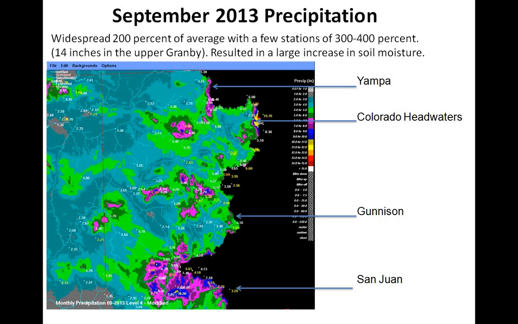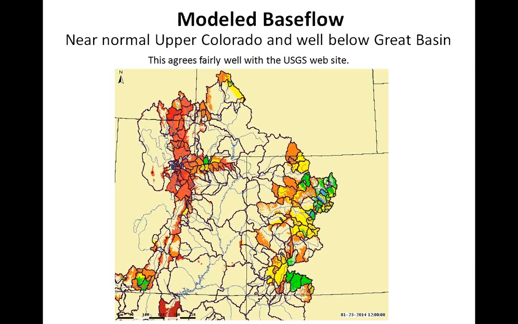Upwards in the Colorado headwaters near Upper Granby was actually in the 10 to 14 inch range for precipitation for that month. But widespread precipitation, quite a bit in the San Juan Basin as well. And basically this all set the stage for a pretty large increase in soil moisture prior to the onset of the accumulation of snow.